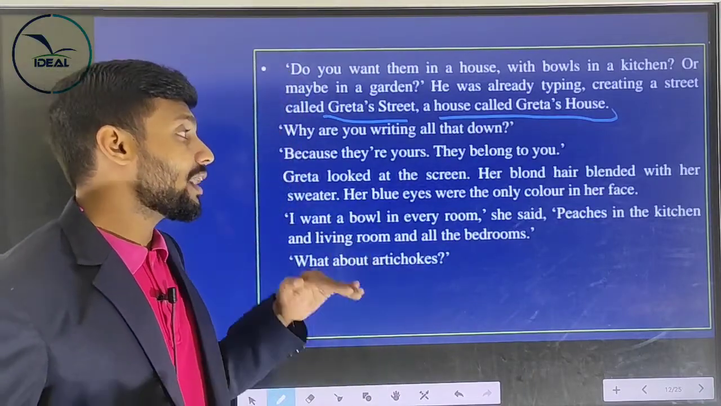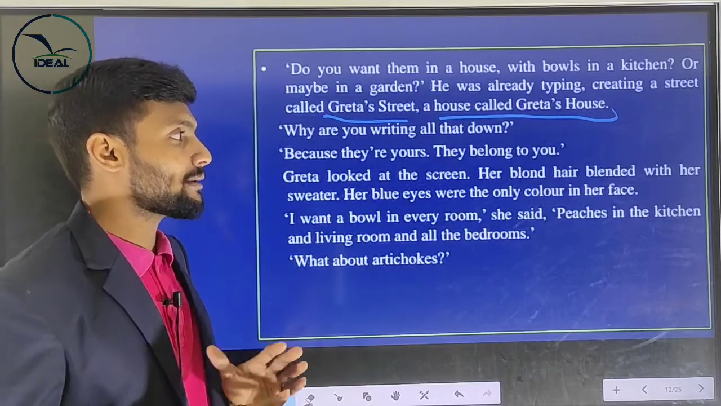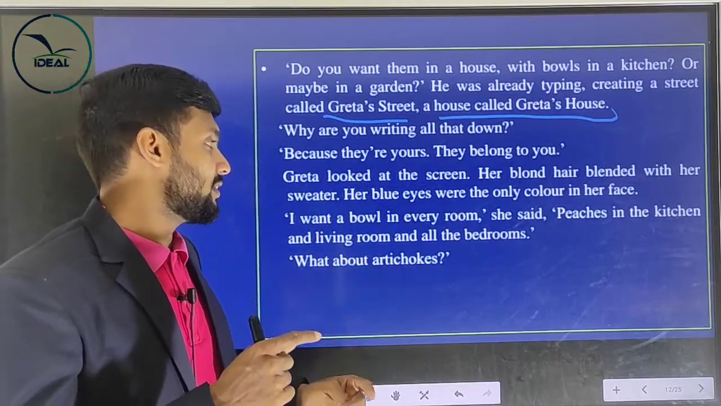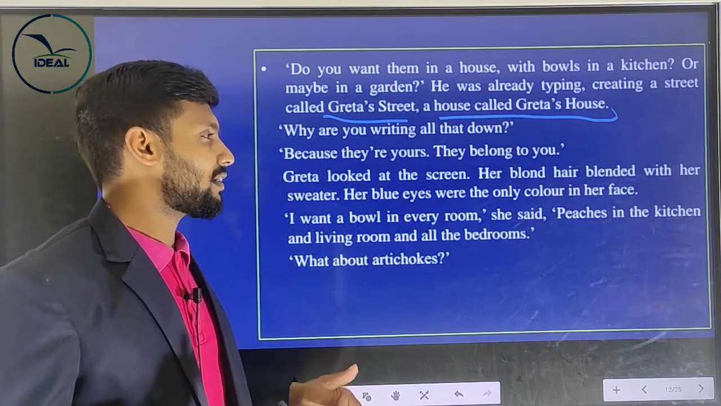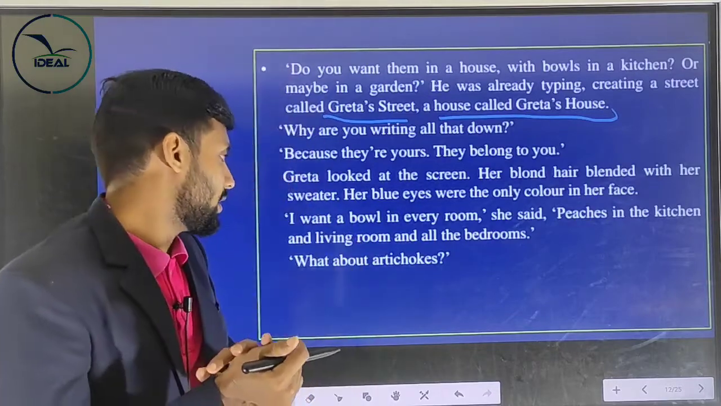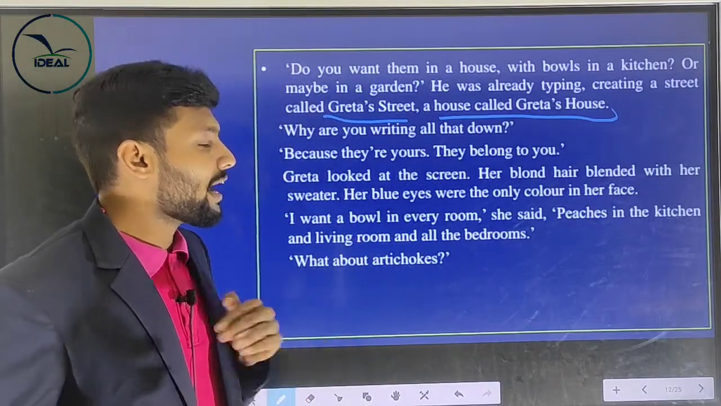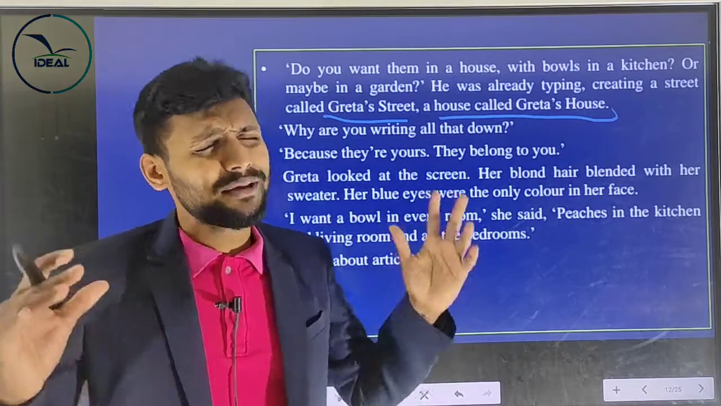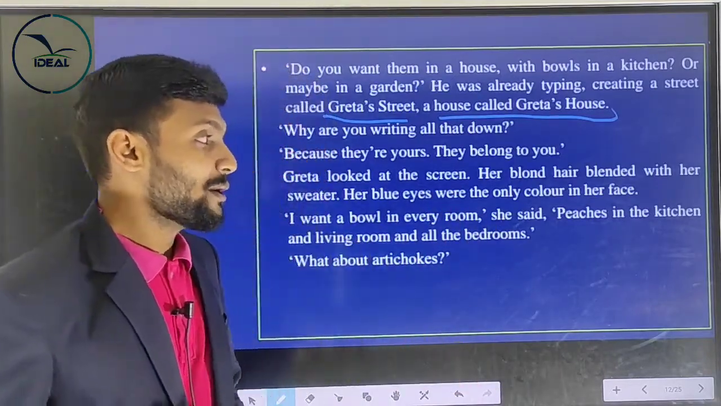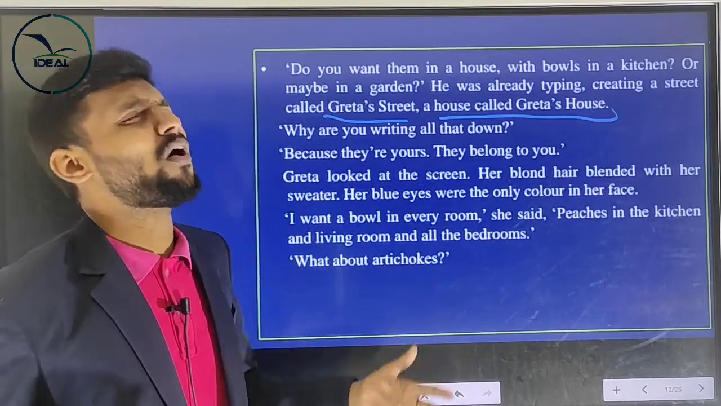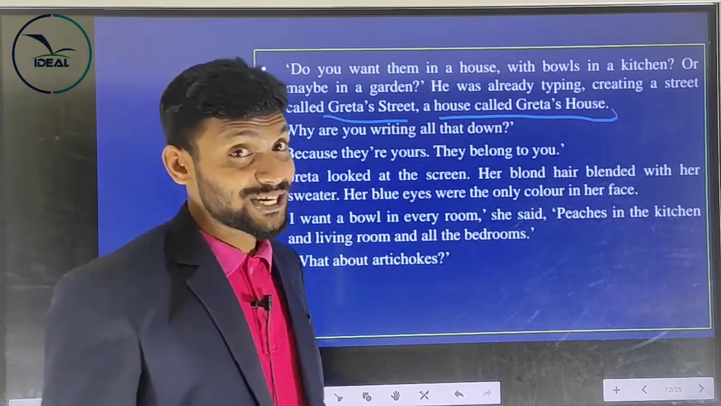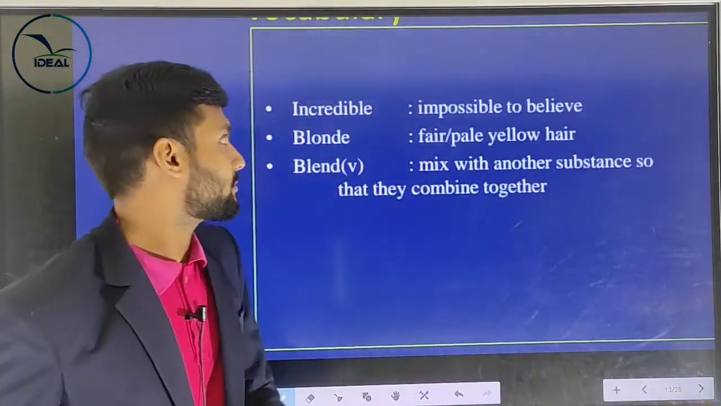Okay. Greta looked at the screen. Her blonde hair blended with her sweater. Blonde means with a yellow color, that was blending with her sweater. Her blue eyes were the only color in her face. She was wearing a sweater. Okay. I want a ball in every room, she said to her father. Okay. Peaches in the kitchen and living room and all the bedrooms. I need peaches. What about artichoke? Don't you need artichoke? That was the father's question.